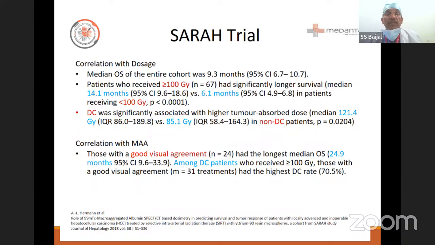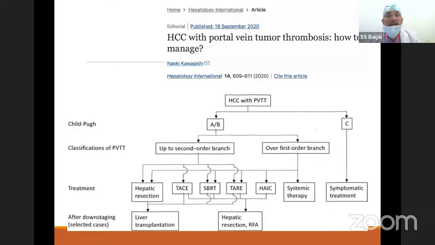Another interesting algorithm that came out about 2 years ago from Japan was how to manage patients with portal vein tumor thrombus. In spite of the thrombus invading up to second order branches, the push towards liver resection and going to salvage with transplantation was pushed to the fore.